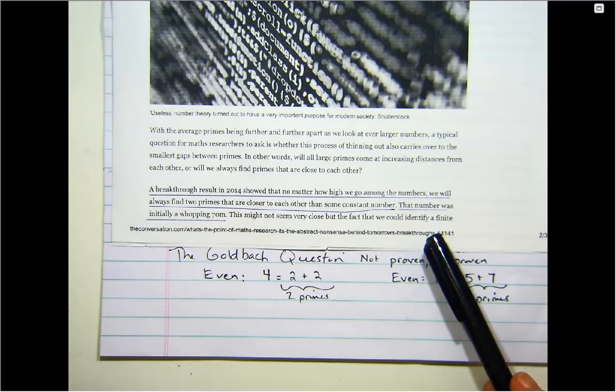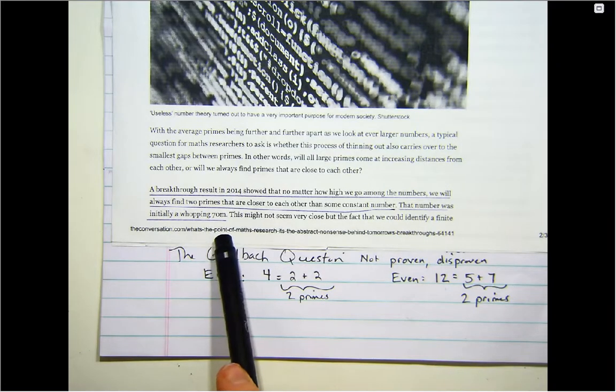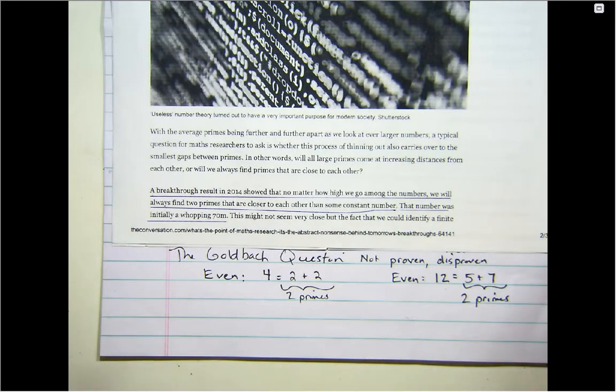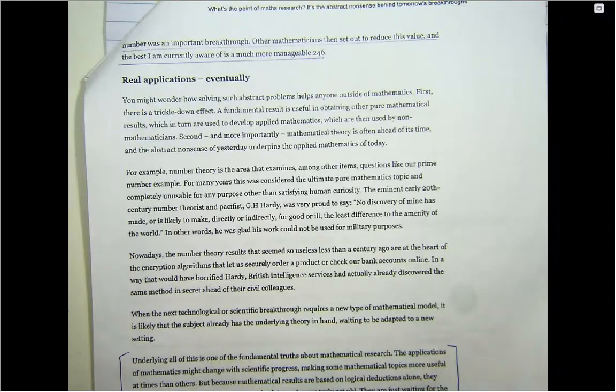A breakthrough in 2014 showed that no matter how high we go among the numbers, we will always find two primes that are closer to each other than some constant number. Okay, so for example, the twin primes were 2 apart. He's saying that we'll always be able to find some number that will have 2 prime numbers that close to each other. That number was initially a whopping 70 million. That might not seem very close, but the fact that we could identify a finite number was an important breakthrough.